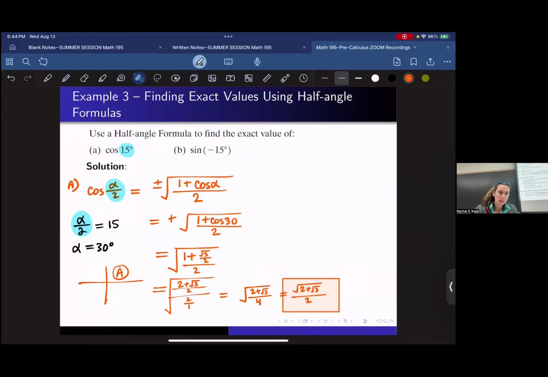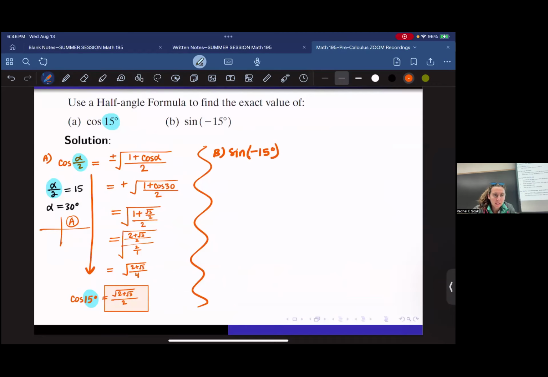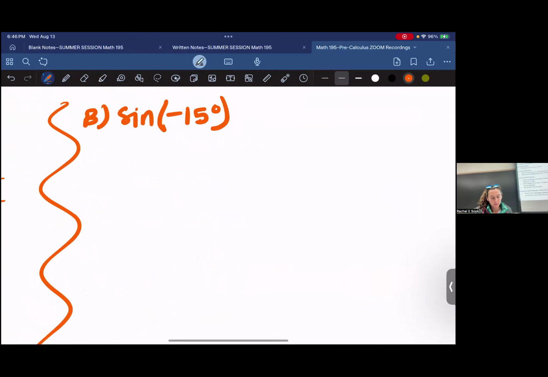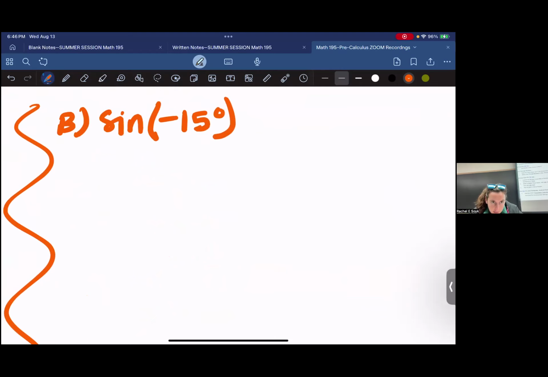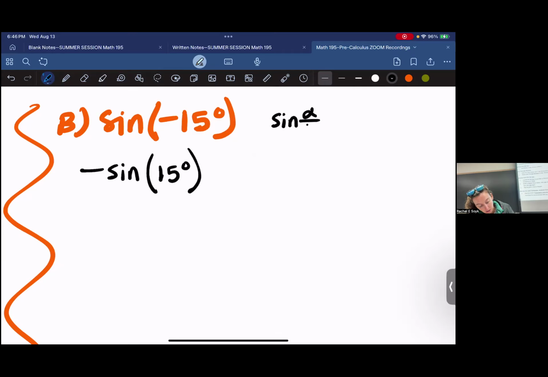Let me shrink this so that we have more space to solve our part B. So, much better. Now let's move on to B. Sine of negative 15 degrees. What do we know about sine? Sine is an odd function, so we can take out that negative. And now we're looking at sine of positive 15 degrees. Now, because we're dealing with sine, and we know sine of 30, let's use our half angle formula.